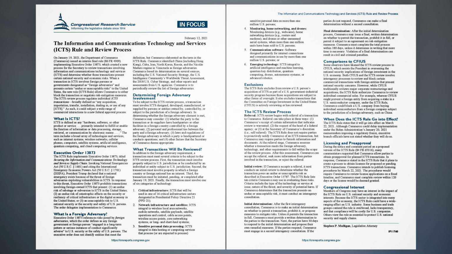4. Monitoring, home networking, and drones: monitoring devices, for example, webcams, home networking devices, for example, routers and modems, and drones or other unmanned aerial systems, when more than 1 million units have been sold to U.S. persons. 5.